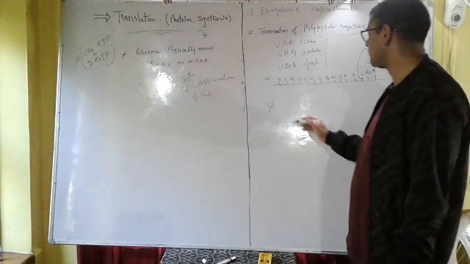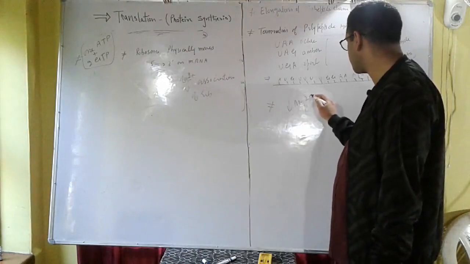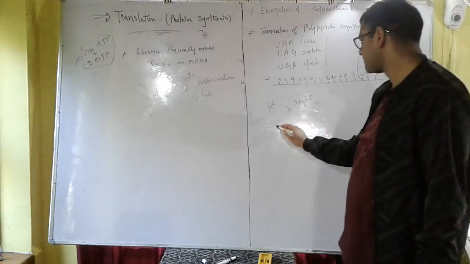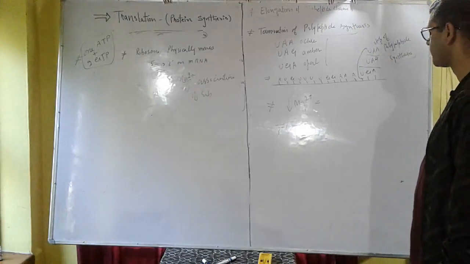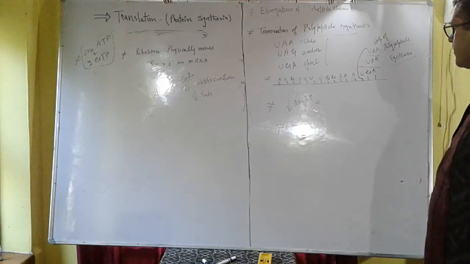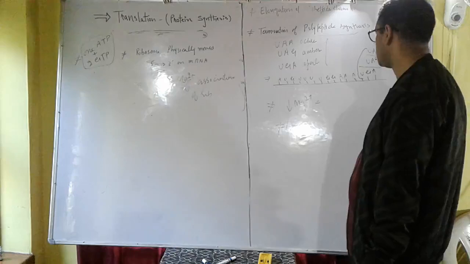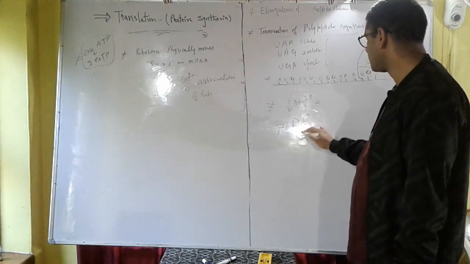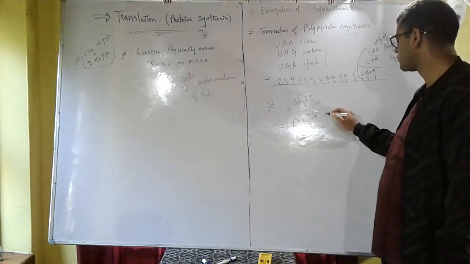And for the ribosomal subunits, there is a decrease in magnesium concentration, and this causes the dissociation of the ribosomal subunits. There are also dissociation factors, which are responsible for the dissociation of ribosomal subunits.